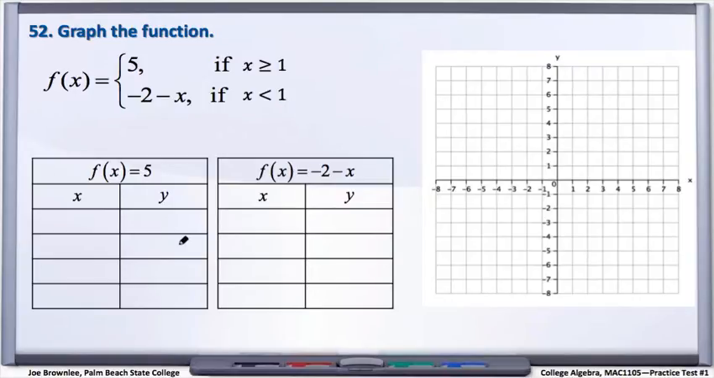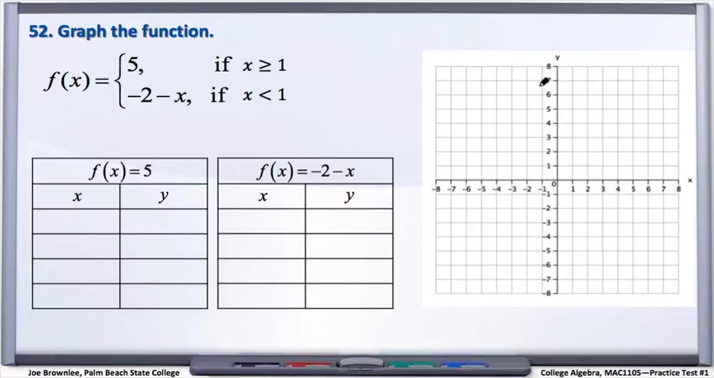All right, we made it. Number 52, the last question on our practice test, test number 1. Number 52 tells us to graph the function, and we've been given a piecewise function: f of x equals 5 if x is greater than or equal to 1, and f of x equals negative 2 minus x if x is less than 1.